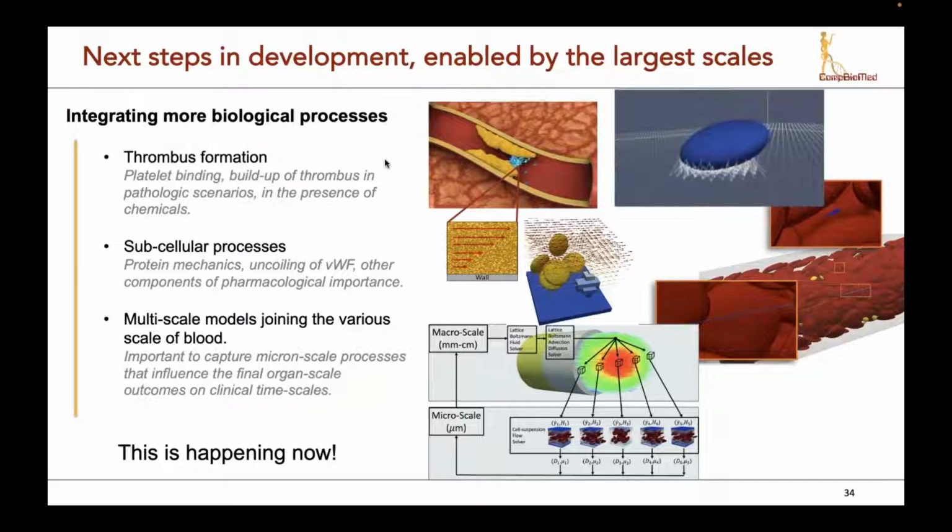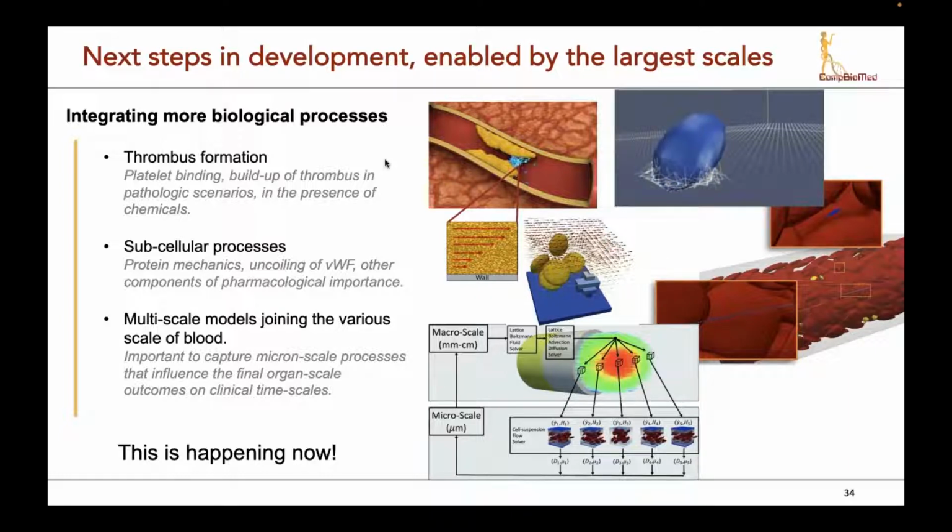With that, I would like to spend a few words on, all right, this is the current state of the art. Where are we going with this? Well, the current developments are mostly focusing on the incorporation of various biological processes. That is, for instance, we are looking at thrombus formation, which is a really complicated cascade process with various components and various interlinked processes. This is becoming possible with the computational scales that are currently becoming available.